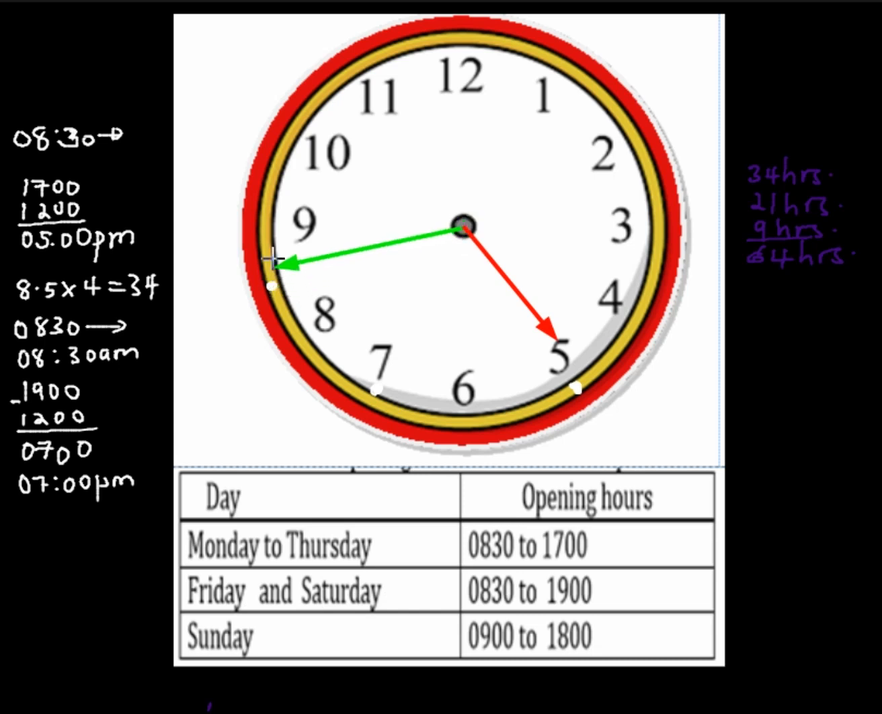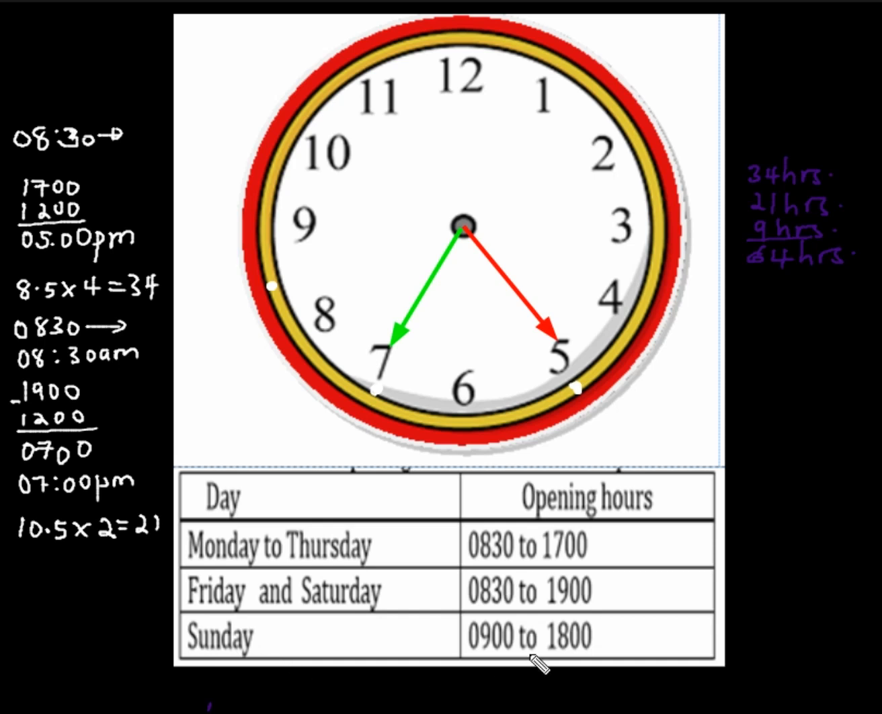So that is a half hour, 1.5, 2.5, 3.5, 4.5, 5.5, 6.5, 7.5, 8.5, 9.5, and that is 10.5 what? Hours. Remember, there are 2 days, therefore we shall say 10.5 times 2, which is 21 hours.